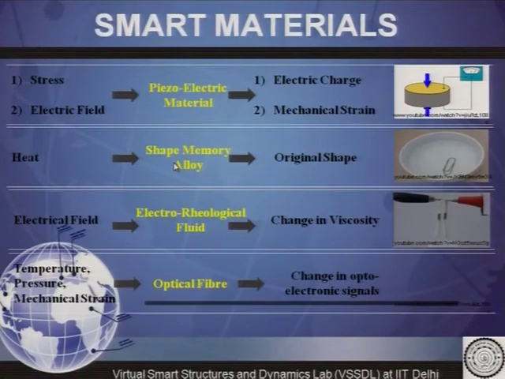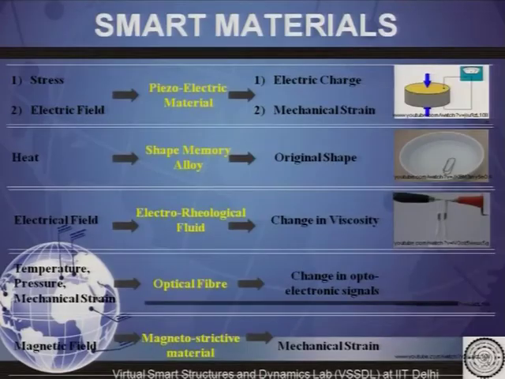Next type is the optical fibers. When there is a change in temperature or pressure, or when mechanical strains are applied on these types of materials, there is a change in the optoelectronic signals of the optical fibers. And the other type is the magnetostrictive materials. When a magnetic field is applied on these materials, they produce mechanical strains.